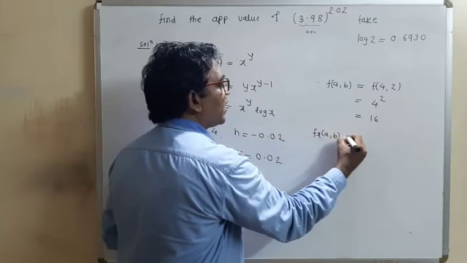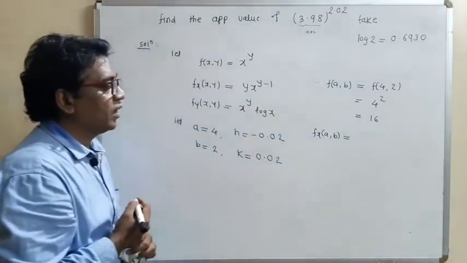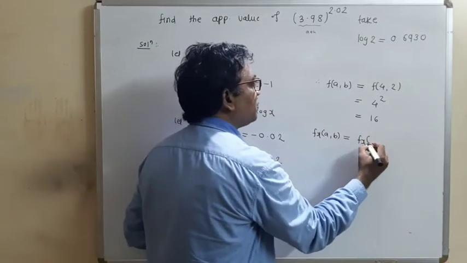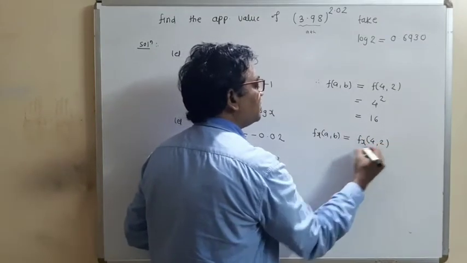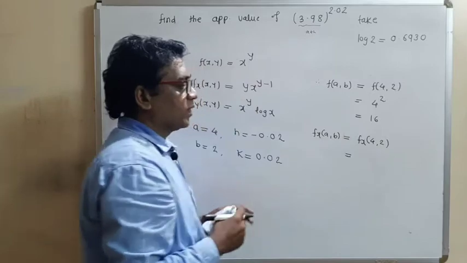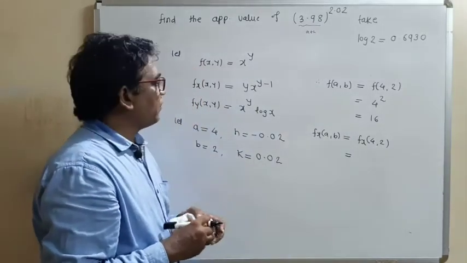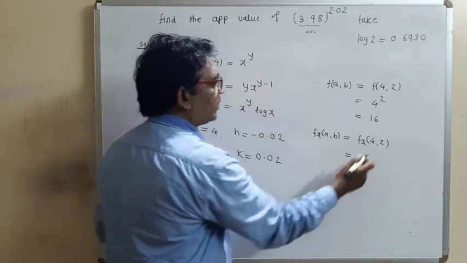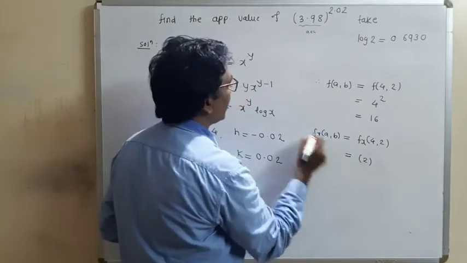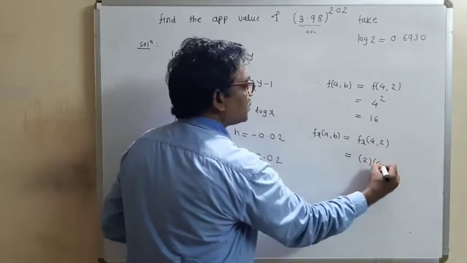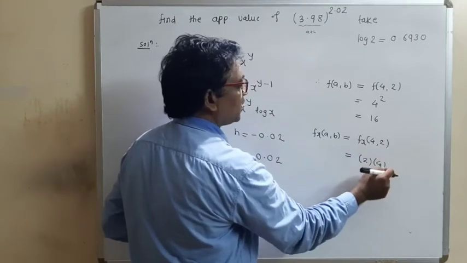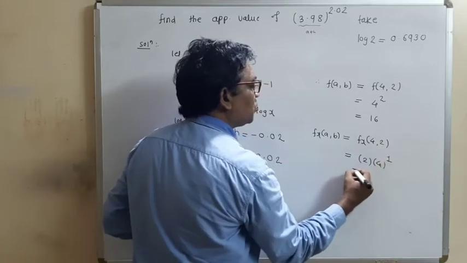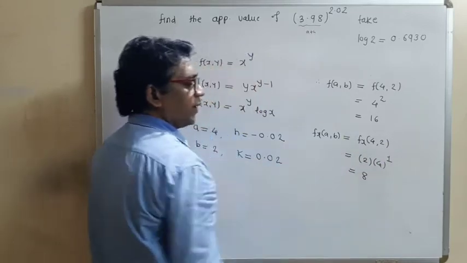Find out the next value, fx at AB. Fx at AB means this is the partial derivative fx at 4, 2. So find out this functional value. Use this function fx: y means it is 2, x raised to y minus 1, 4 raised to y minus 1. So 2 minus 1 is 1, so 2 into 4 will be 8.